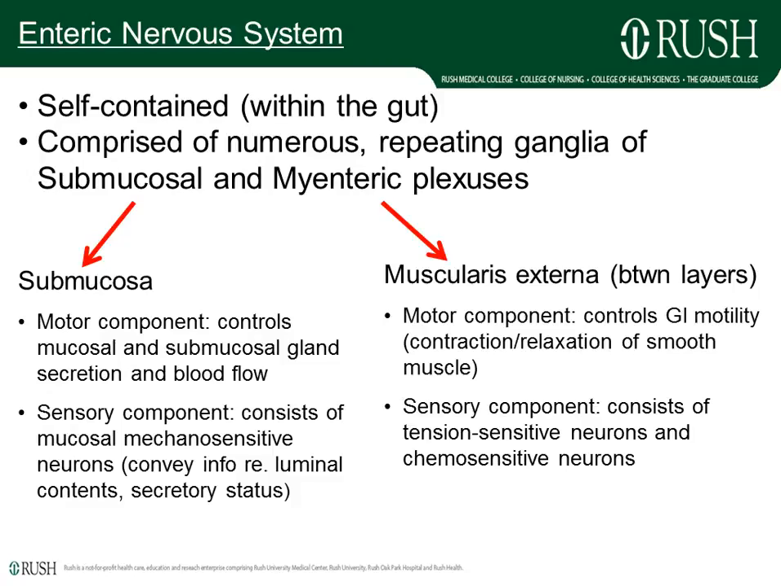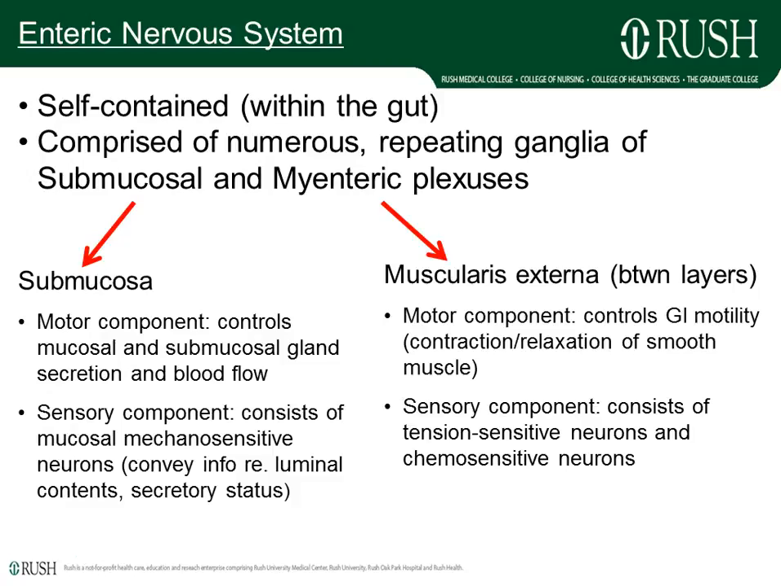The enteric nervous system is a self-contained nervous system within the gut, and it's comprised of numerous repeating ganglia. So what is a ganglia? A ganglia is neuronal cell bodies outside the CNS, the central nervous system. The CNS is the brain and spinal cord. So as I described previously, this enteric nervous system has two major plexus, the submucosal and the myenteric.